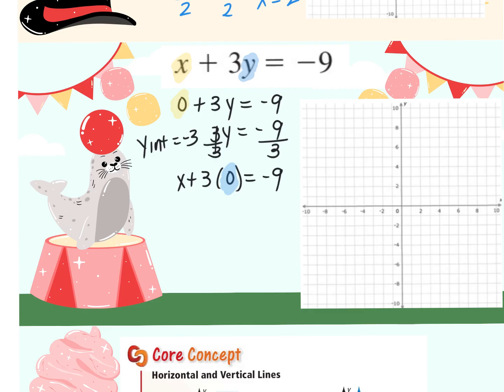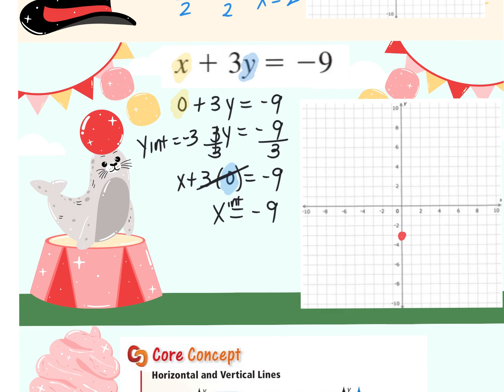Okay, and then the x-intercept, I'm going to do 3 times 0, which is 0. So x plus 0 is just x. I don't even need to solve for x now. It's already by itself. What is x? Negative 9. So the x-intercept is negative 9. So when I go to graph these, where am I putting a point on the y-axis at? So right here on the y-axis, I put a point at negative 3.